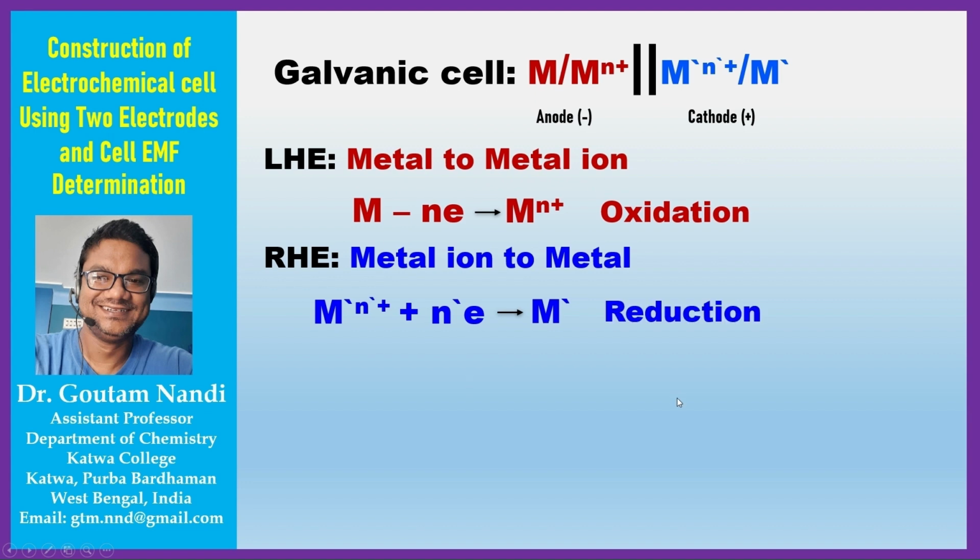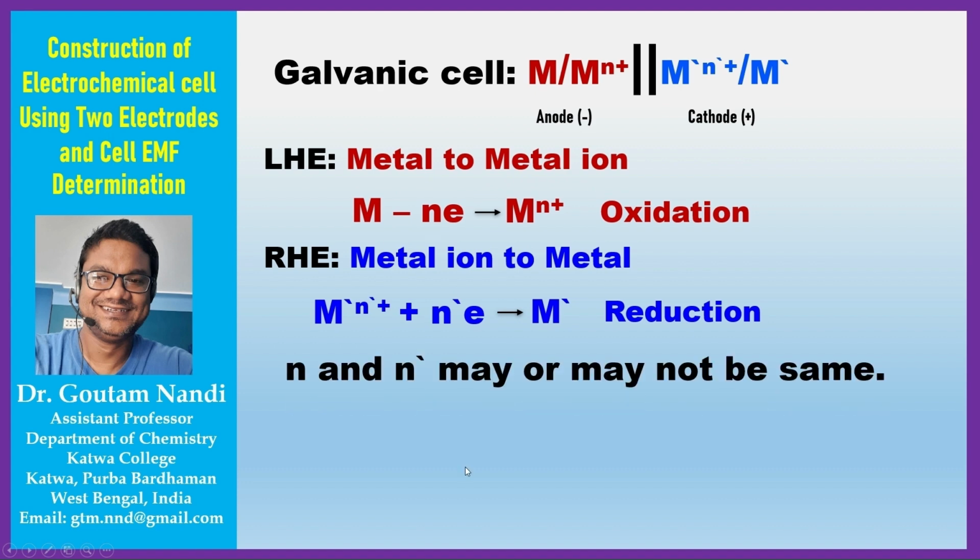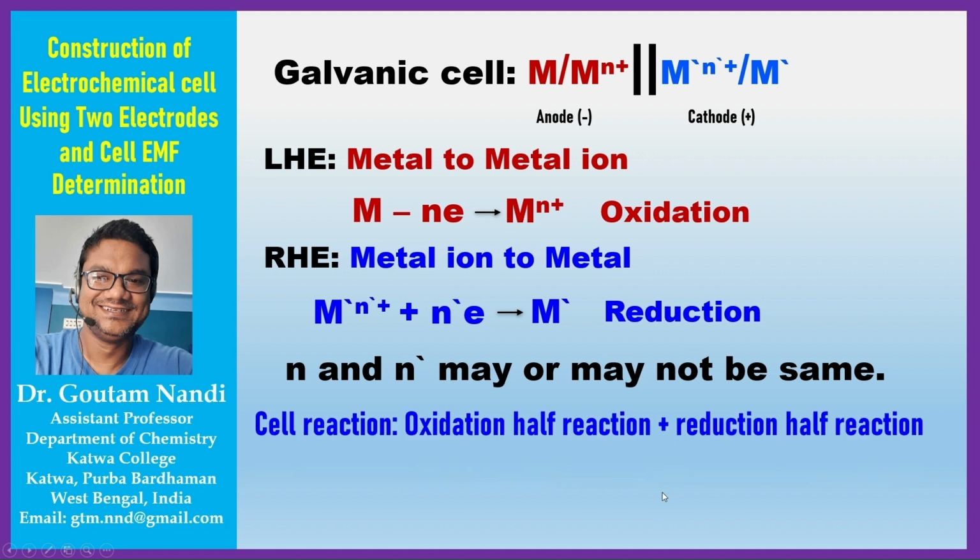Here you see n and n dash, just to show that this number of electrons can be different, but sometimes this number can also be the same. This oxidation half reaction and reduction half reaction together will give the cell reaction. But in this video, I will not write the cell reaction. I will just try to calculate the E0 cell only.